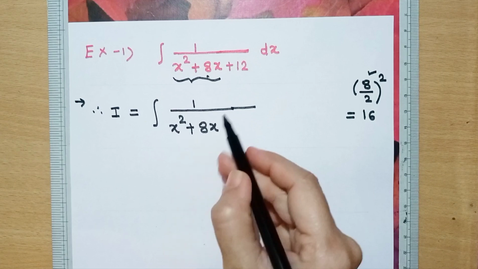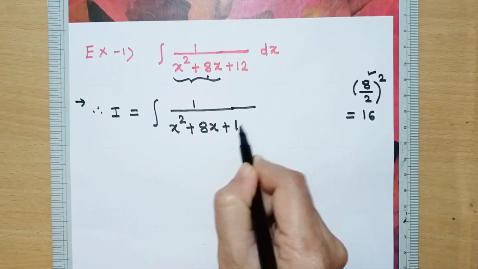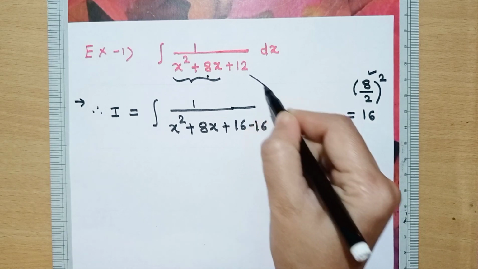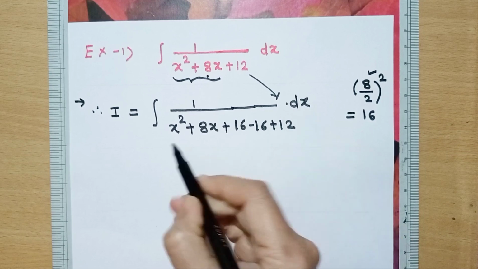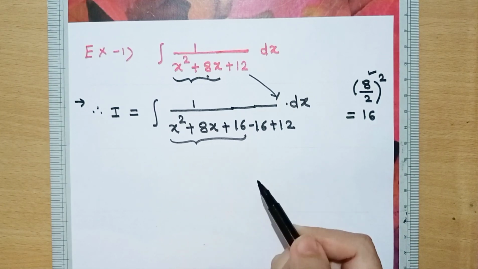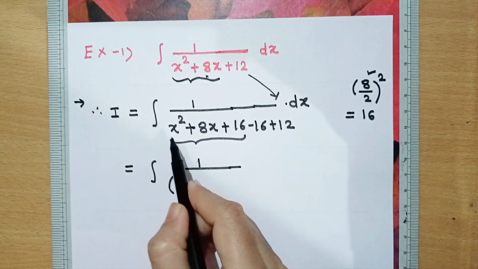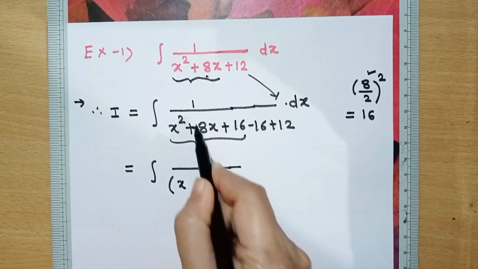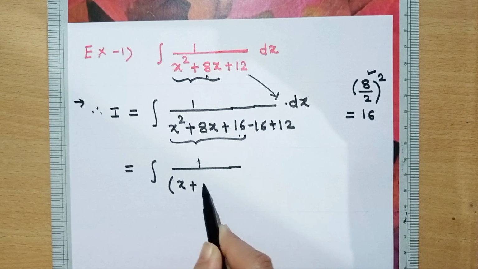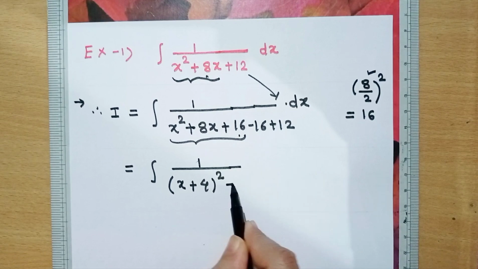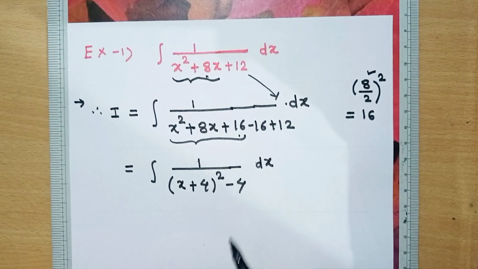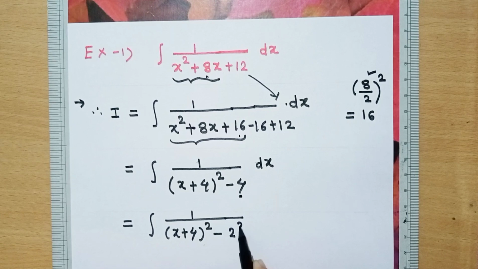Look now, after the first two terms I will add this and subtract, and then we will write the third term here plus 12 and then dx. Now this is a complete square of, write down square root of this x, middle sign plus, and again square root of 16 is 4 bracket square, and minus 16 plus 12 is minus 4 into dx. And again in the next step we will write this 4 also in square form, and this is 2 square and dx.